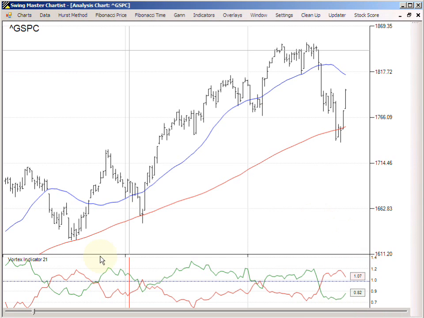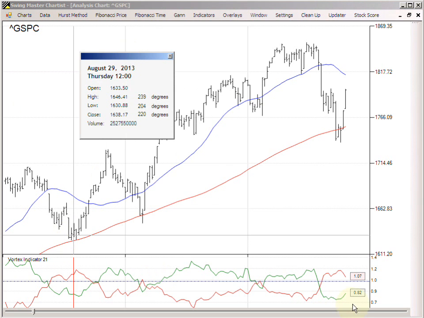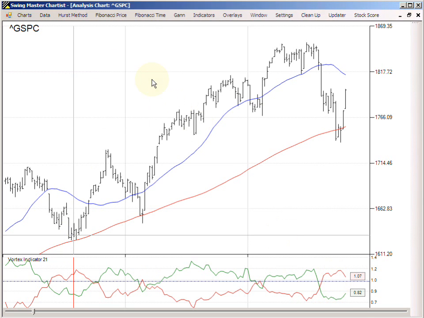Let's inspect these bars. We can see that the last time the vortex indicator spent any time with the red line above 0 was back at the end of August. And we're in that same situation now. Whether it continues or not remains to be seen.